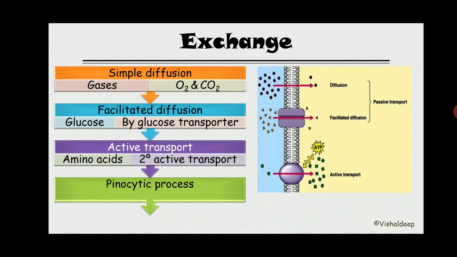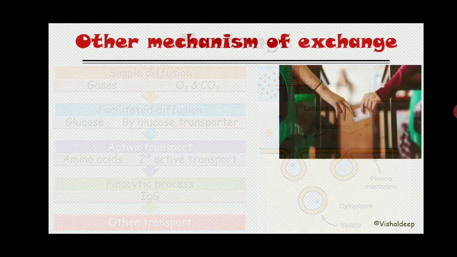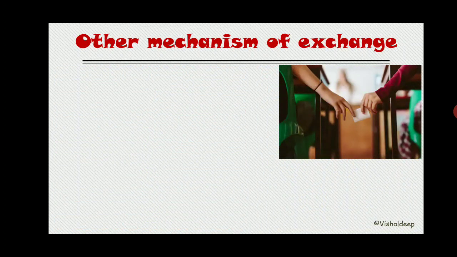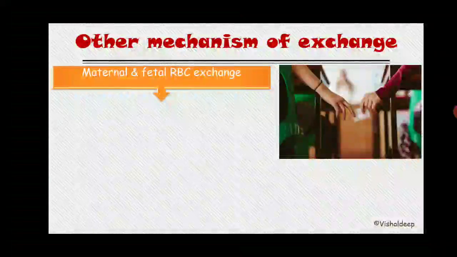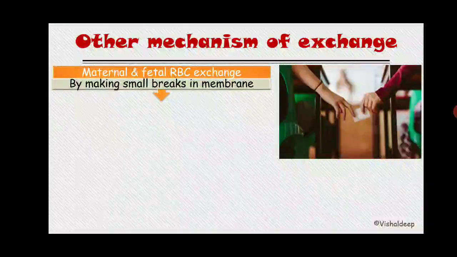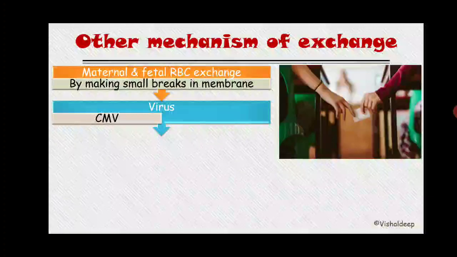Now, the pinocytic process: immunoglobulin G from the maternal circulation will enter the fetal circulation via pinocytosis. This is the diagram of pinocytosis. Now, what are the other transport mechanisms? Let's discuss the other transport mechanisms. First thing first, maternal and fetal RBC exchange. Maternal and fetal RBCs get exchanged by making small breaks in the placental membrane. Certain viruses will also enter the fetal circulation. Those viruses are cytomegalovirus and rubella.